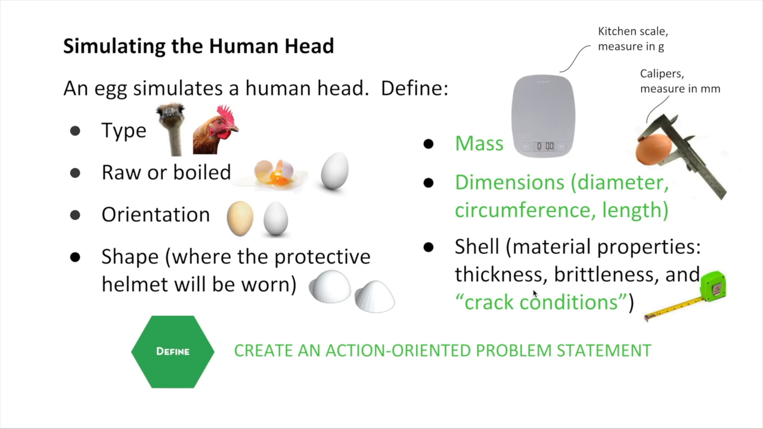And lastly, another attribute we need to define is the shell itself. What are the material properties of the shell? Its thickness, its brittleness, and the conditions under which it will crack. We'll ultimately be using a measuring tape in order to measure drop distances and determine those distances with regard to cracking when we drop the egg.